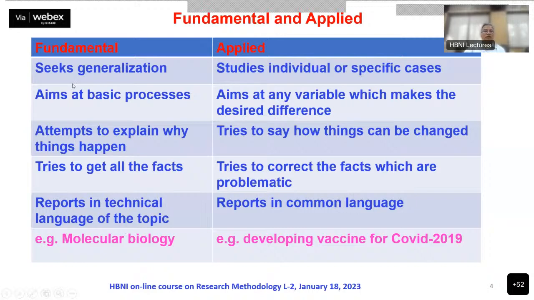For example, in the fundamental research, you have molecular biology, the molecular mechanism of biological activity of a living organism, whereas developing a vaccine for COVID can be taken as applied research. So the fundamental understanding in molecular biology will lead to developing a vaccine for COVID-19. So then you can be in the yes quadrant. You cannot develop a vaccine without understanding the fundamentals of molecular biology.